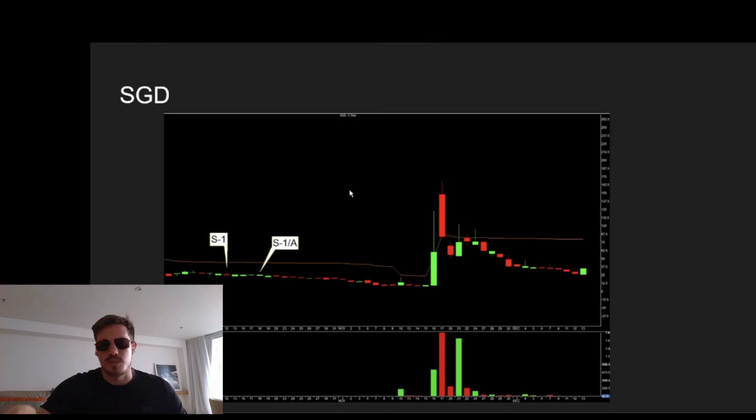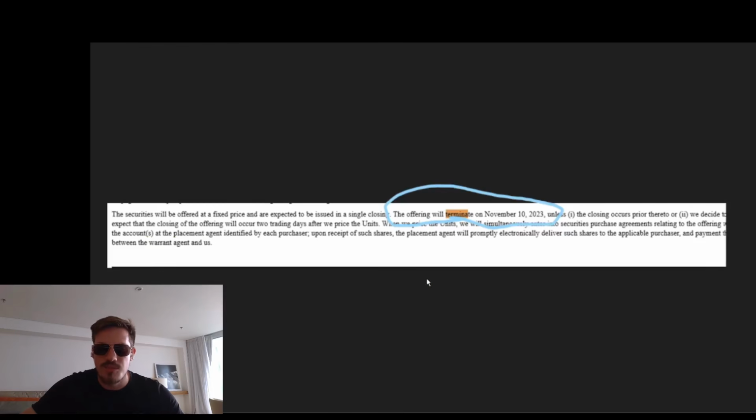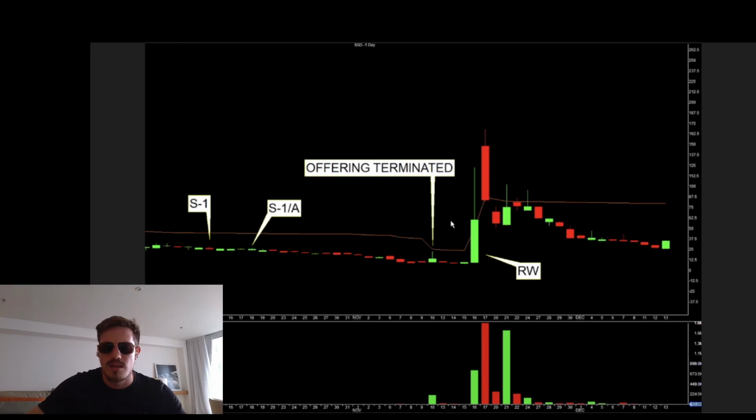SGD, this was a crazy one, right? So they do the S1, okay? They amended, then they had this volume day. It doesn't look like much because of the chart stretch or whatever, right? But you know how shorts are. They see a 30% spike, it's like, whoa, okay? But what's interesting is if you read the filing, the offering will terminate on November 10.